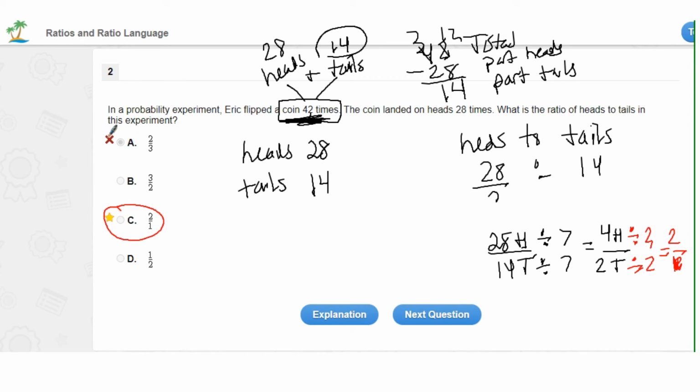Now, answer choice A is going to be the ratio for heads to total. So this is a part to whole ratio, but this one right here is the part to part.